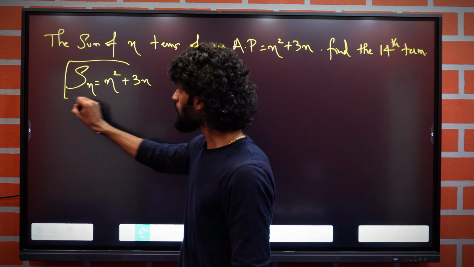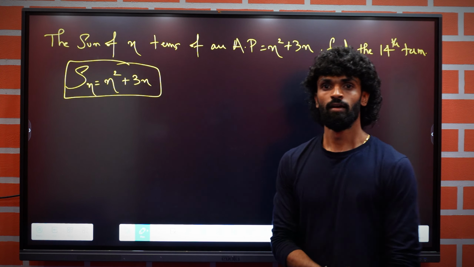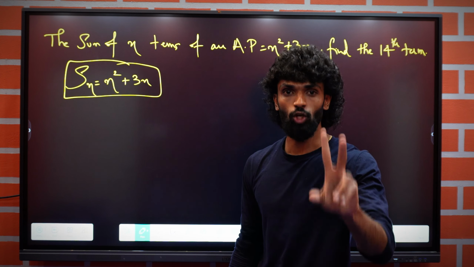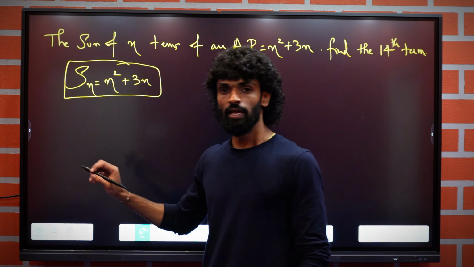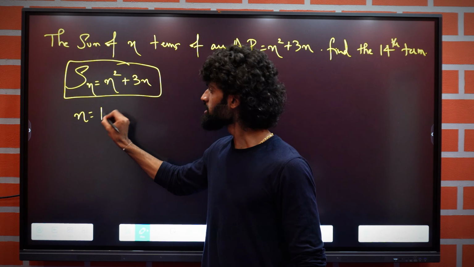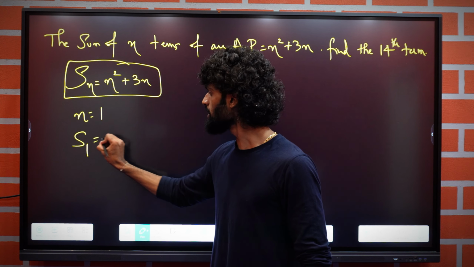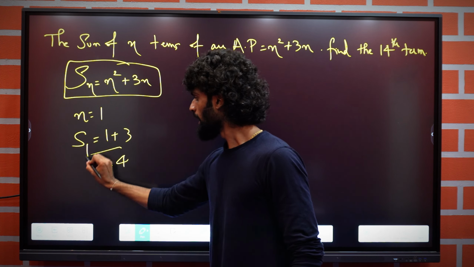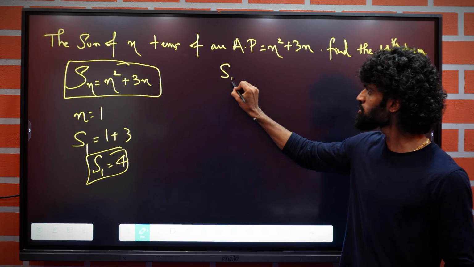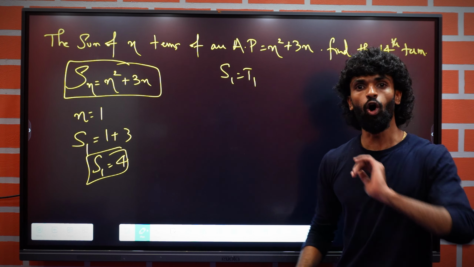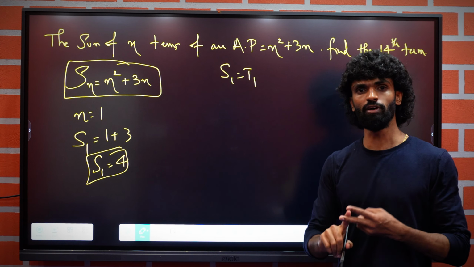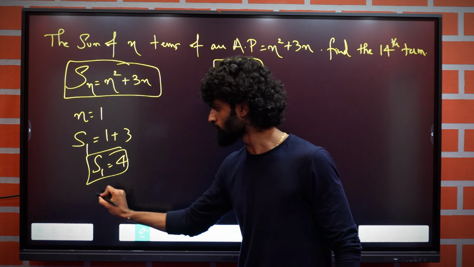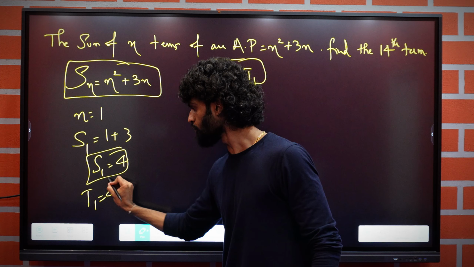Oh, important type. If any kind of equation is given to you for sum, always start off by substituting it with 1 and 2. So initially take the value of n as 1, substitute here. So S1 equals 1 plus 3. So S1's value equals 4. Always remember, S1 will be equal to T1. Always. Sum 1 will be equal to the first term. So since S1 equals 4, T1 is also equal to 4.